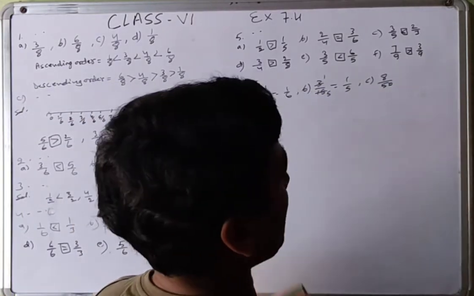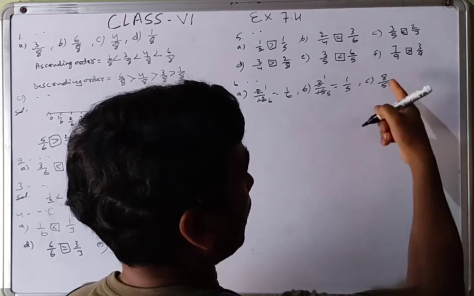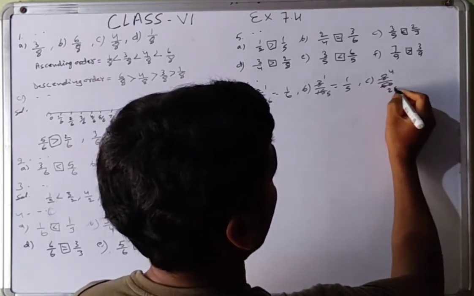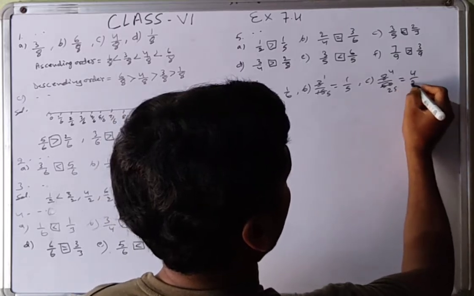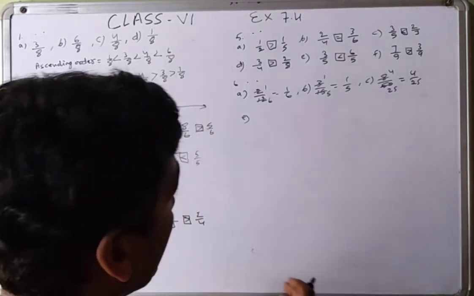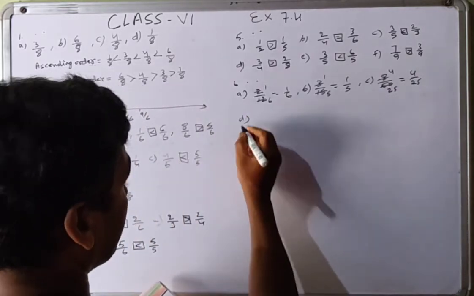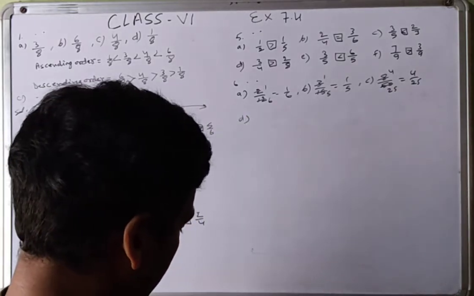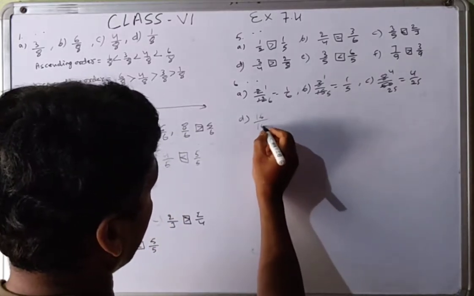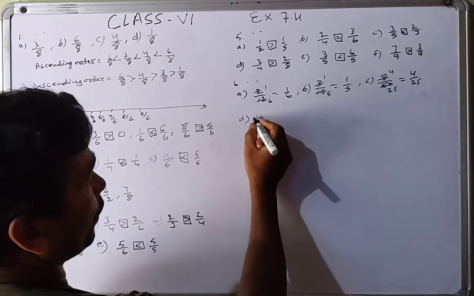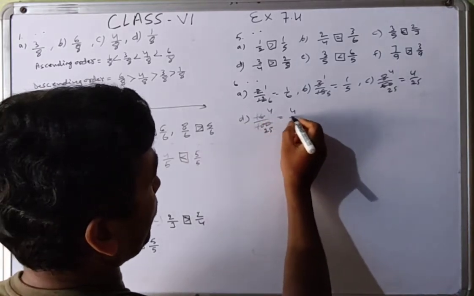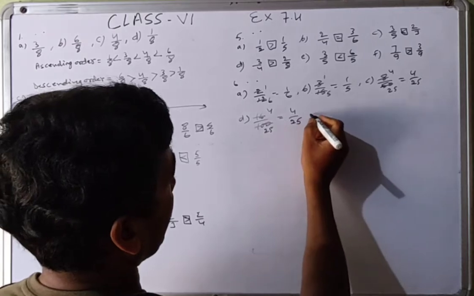Now we will imagine the number. Which number can we divide both by? Divide both by 2, 2 twos are 4, 2 twenty-fives are 50, that is 4 upon 25. D part, 16 upon 100. 4 fours are 16, 4 twenty-fives are 100, so that is 4 upon 25.